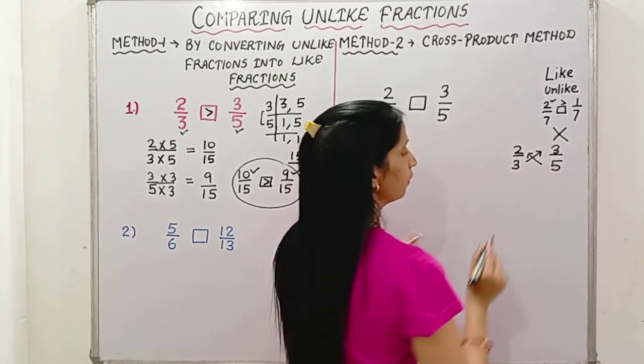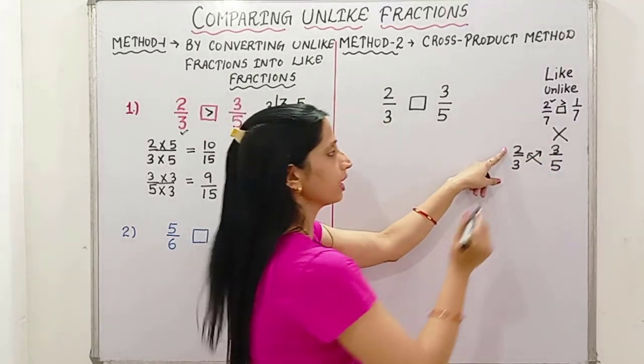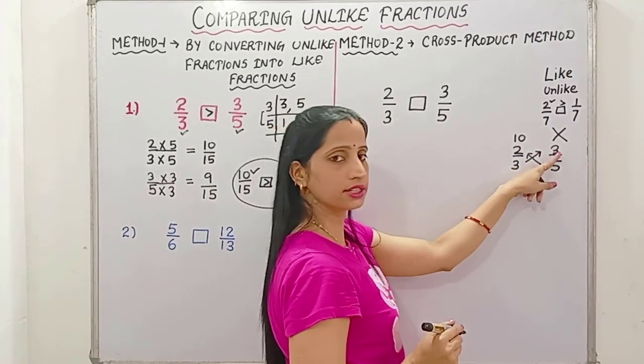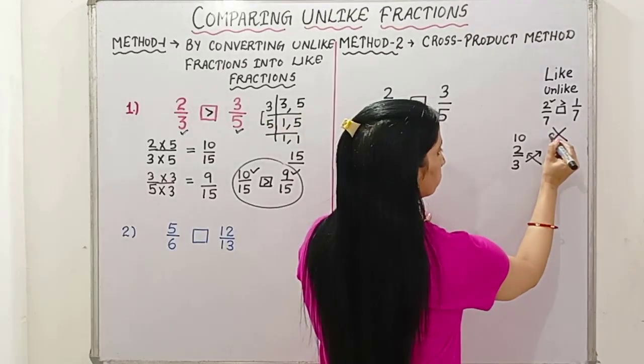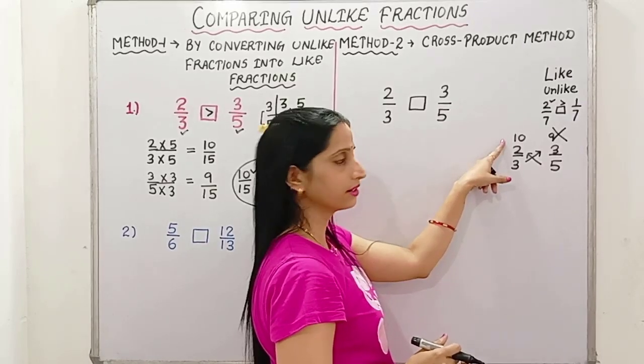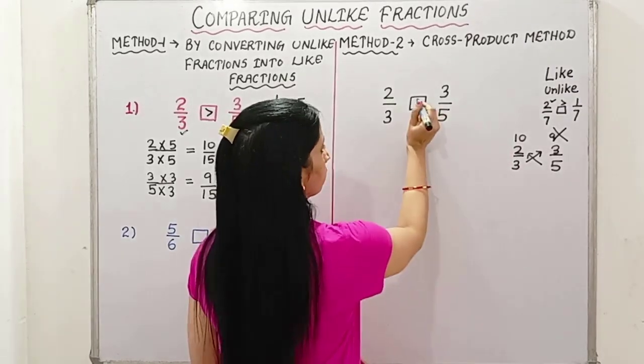Okay, we will multiply 5 by 2, 5 twos are 10. We will write here, 3 threes are, we will multiply 3 by 3, it is 9. So again from 10 and 9, which number is greater? 10 is greater. Hence this fraction will be greater.